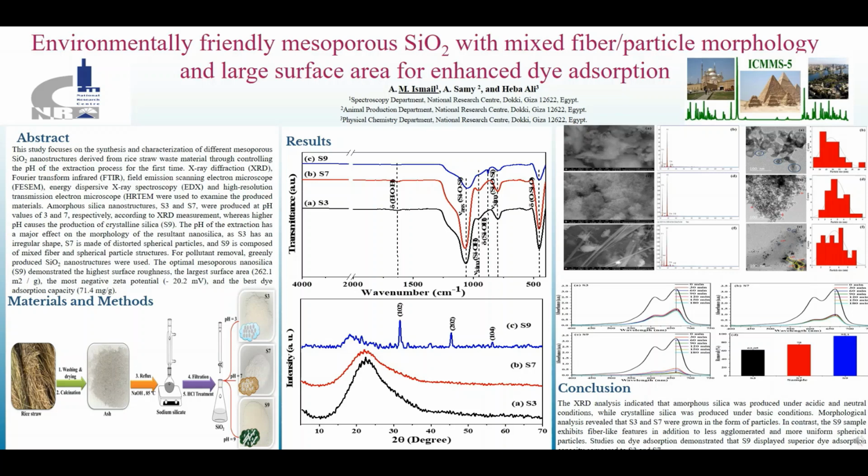For pollutant removal, the silicon oxide prepared at pH equal to 9 has higher adsorption compared to that prepared at pH equal to 3 and 7.